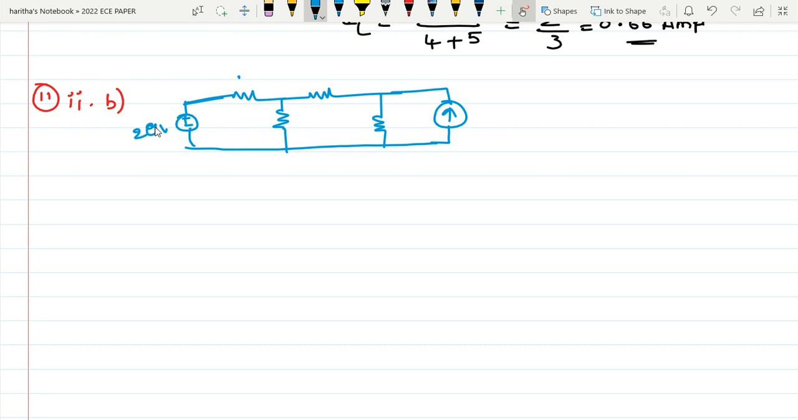So this is 20 volts, value given as 20 volts, and this one is 5, 10, and this is 20, and again this is 10 volt, and this is a current source. A circle consisting of an arrow mark is nothing but a current source. A circle consisting of plus and minus is a voltage source.